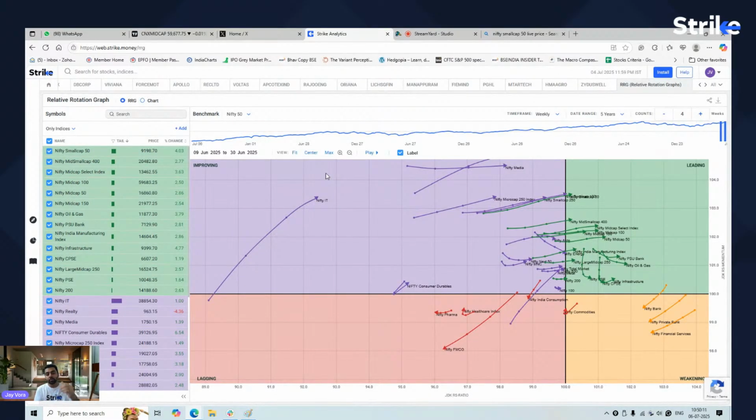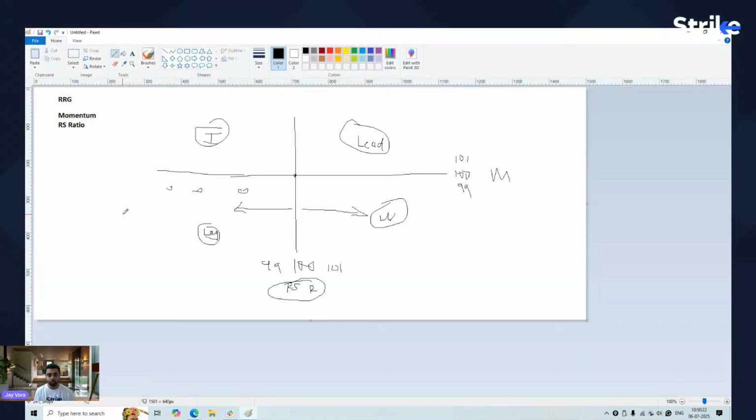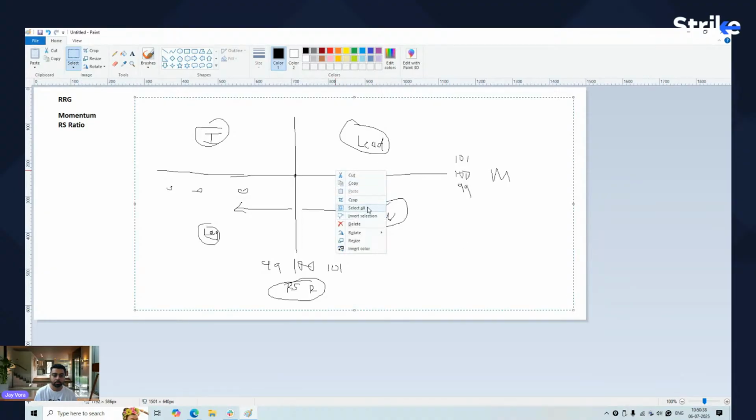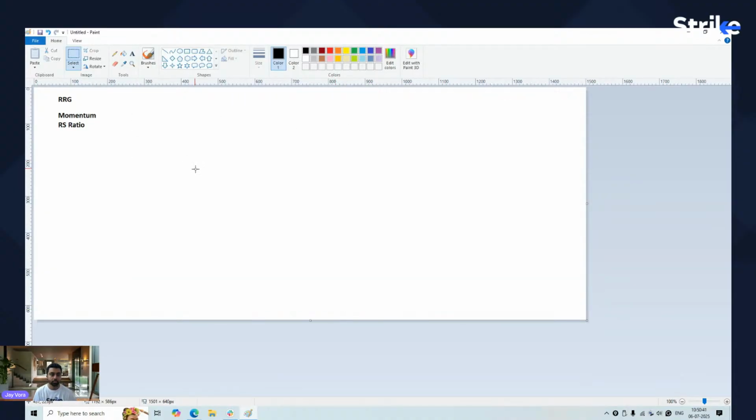So you understood one thing, right? The ones which are going down, that means they are laggards. That means over there, their RS ratio is also going down and the momentum is also going down. So there are basically four types. Okay, wait, let me remove this. Sorry, there are four types of moves that you will see.